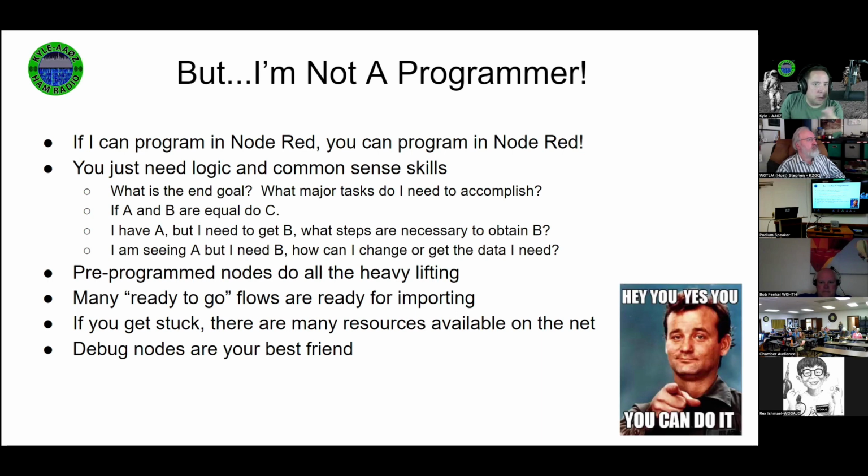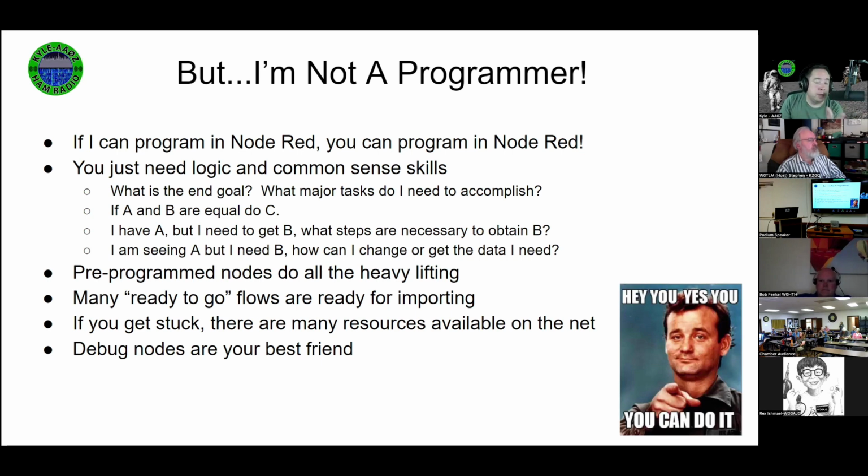Once you figure out how to use a debug node and see what actually is being extracted, then you can literally go through line by line and go, oh, well, that's the piece of information that I want, and then be able to extract that out. It's very easy. Like I said, the pre-programmed nodes do all the heavy lifting. There's many ready to go flows. So you don't have to do this from scratch.